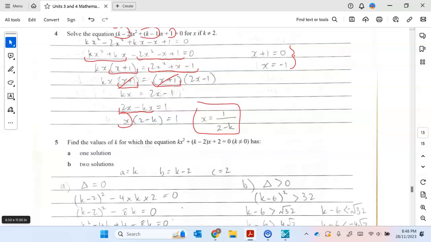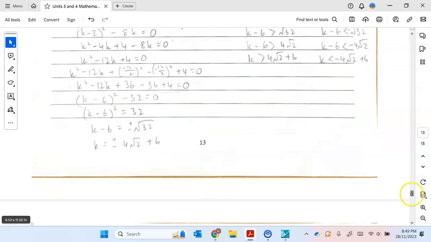Yeah, so x equals 1 over 2 minus k, and k cannot equal 2, because you can see if we substitute 2 in there, it's going to be undefined. So that's what that means. Yeah, so if you had trouble with this, perhaps use the quadratic formula. You are going to end up with probably a few complexities in there, because you're going to have to square k minus 1, but that shouldn't be too hard. Anyway, maybe give it a go. See how you go. All right, question 5.